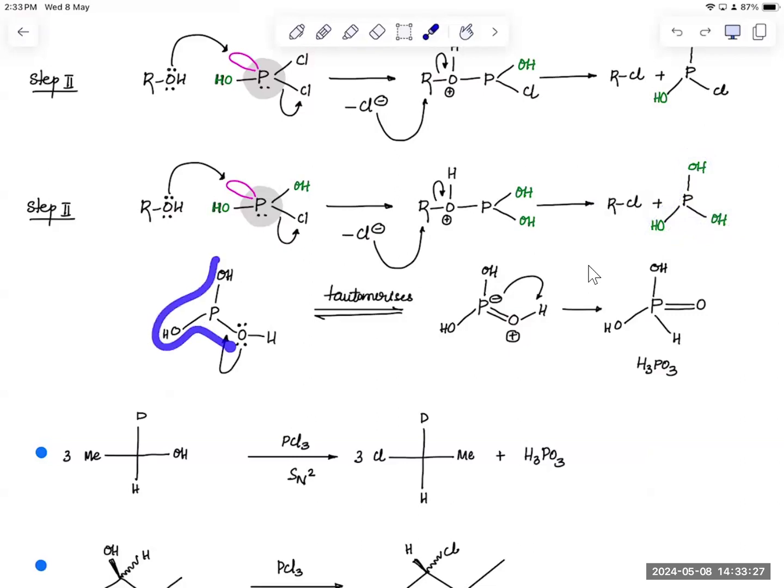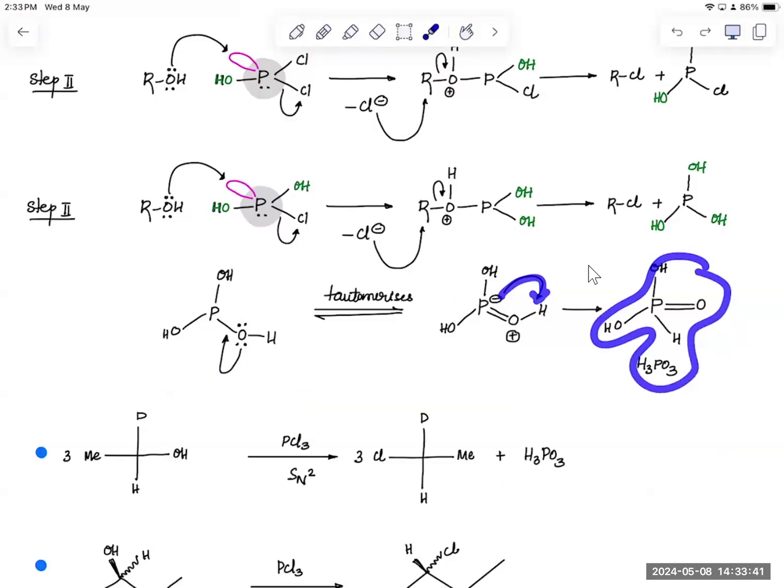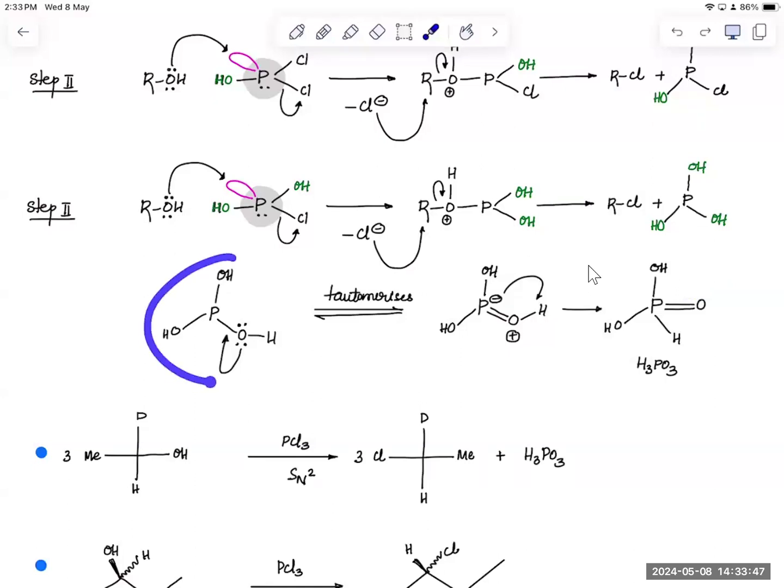This phosphorus acid, basically phosphorus with three OH groups, undergoes tautomerism. That means this lone pair will become a double bond here, right? And phosphorus will get a negative charge, which will take H plus from here. And that's how it will become phosphorus acid. This is the final structure which you need to show. The structure will be unstable in this form. The final structure will be more stable in this form.